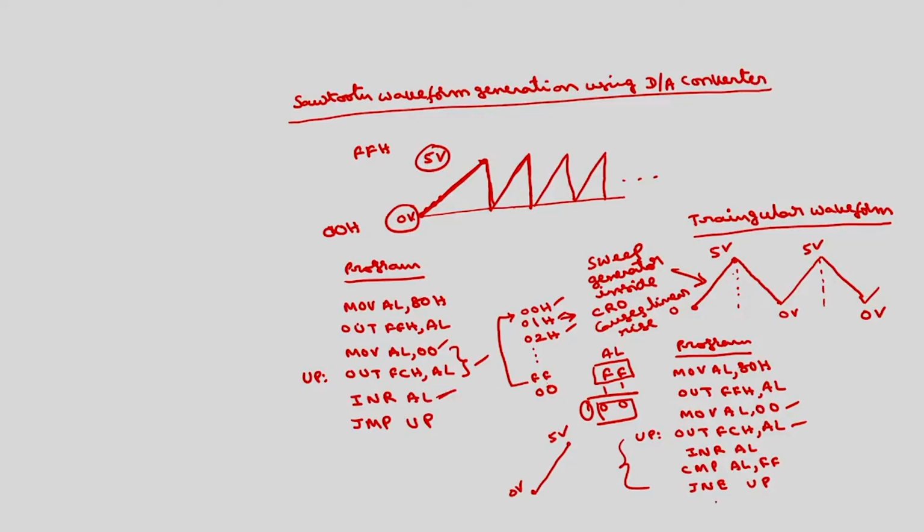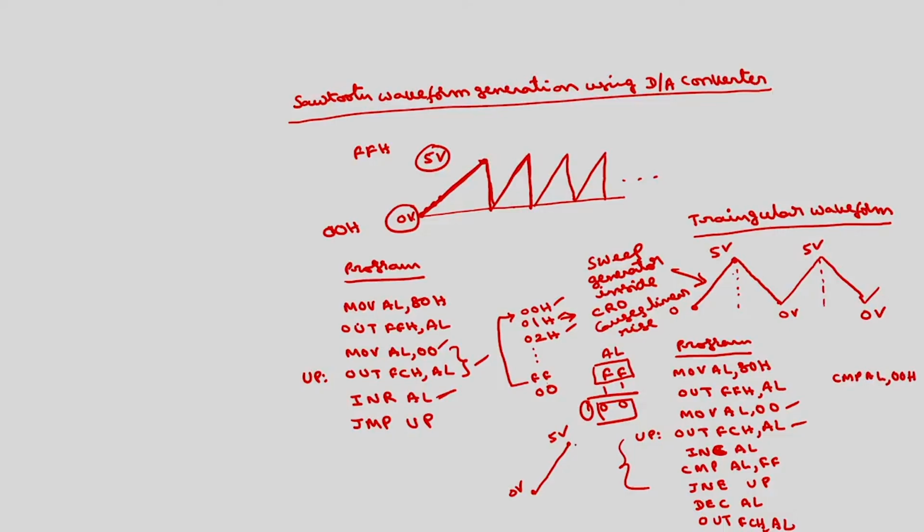Once it is coming out of the loop, it means AL is FF. After that we have to do the decrement operation. Okay. Here you have to write DEC, this is INC, DEC AL. So, FF becomes FE, then you have to output onto the same FCH. Then you have to compare AL with 00.